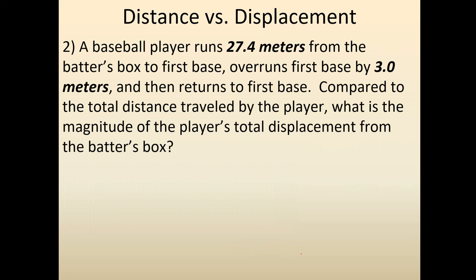Here's the next question. Pause the video, work it yourself, and we'll go over it in a second. All right, so in this scenario, we have a player who runs 27.4 meters, runs an additional 3 meters, and then returns back another 3 meters. So he's starting at this location and he's ending at this location. Now they're saying, compared to the total distance traveled, what is the total displacement?